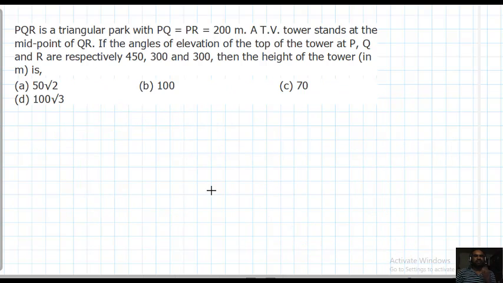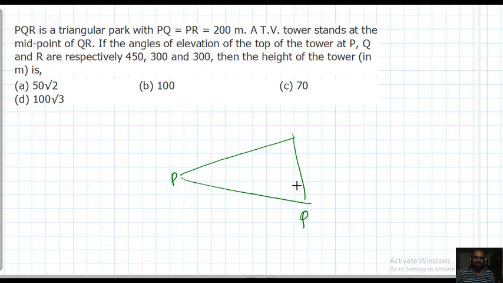Okay, so our next problem. PQR is a triangular park with PQ equal to PR equal to 200. For example, this is the ground, this is the park PQR, so this is 200, this is 200. A TV tower stands at the midpoint of QR. This here is the TV tower.